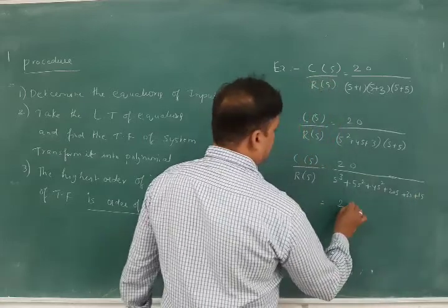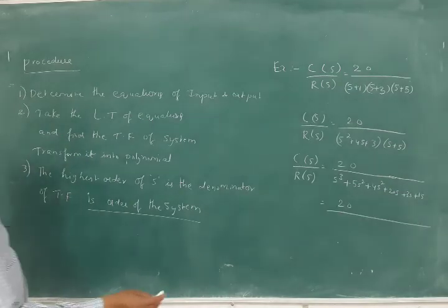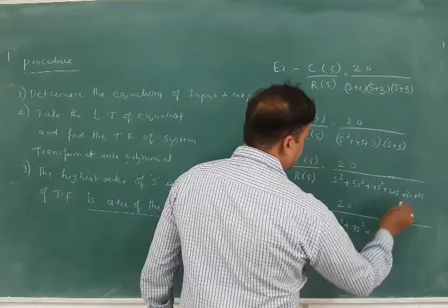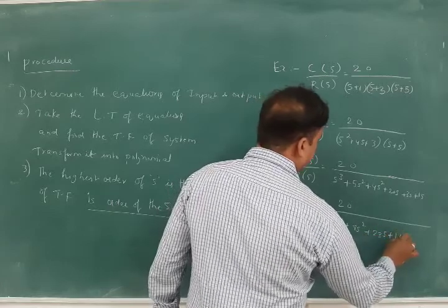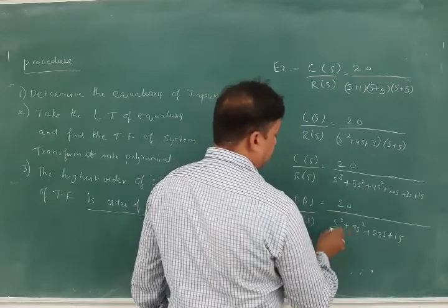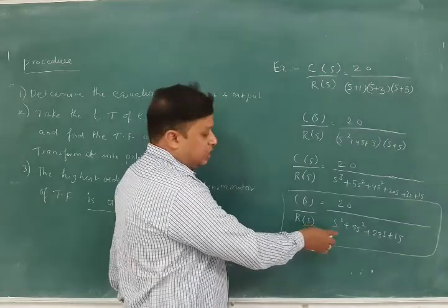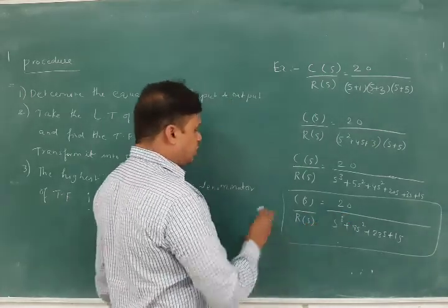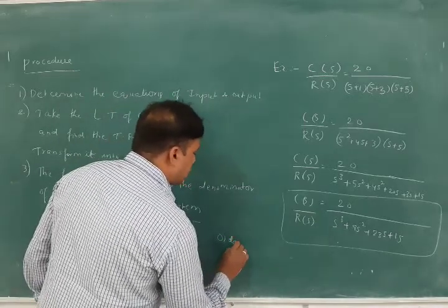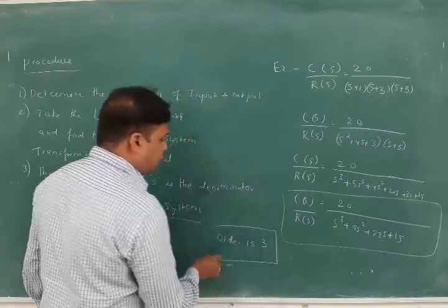So you can write this complete equation: s cube plus 9s square plus 23s plus 15. So C of s by R of s is equal to this equation. Now here the order of the system is 3, the highest power of s here is 3. So it is called the order. The order of this transfer function is 3. You can write the order is 3 here.